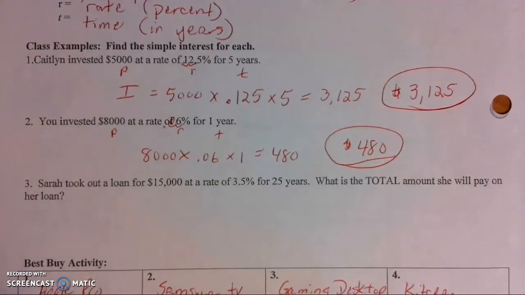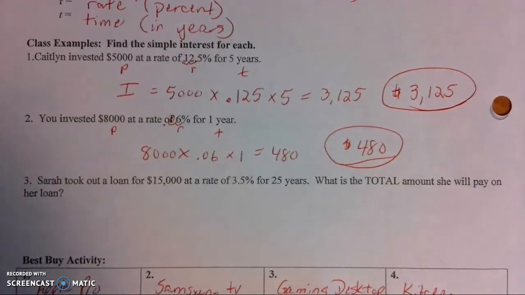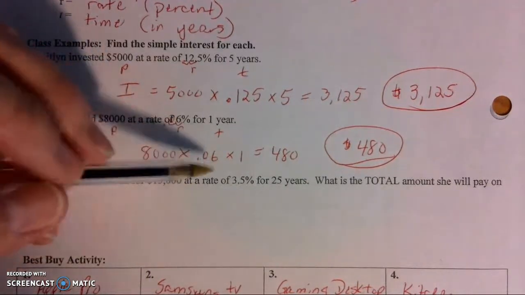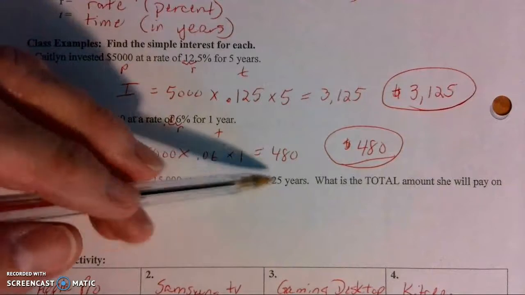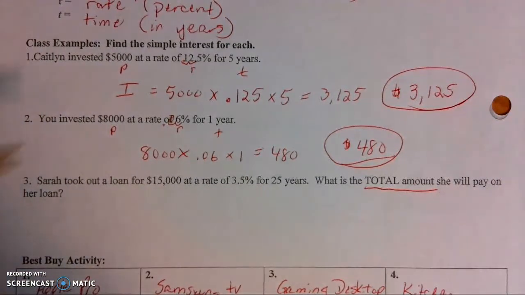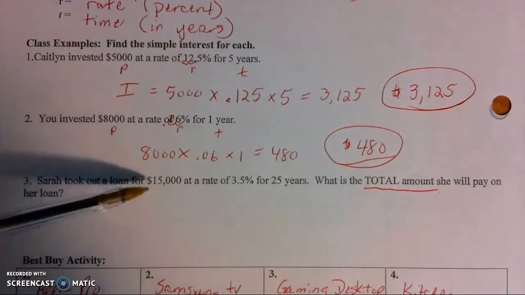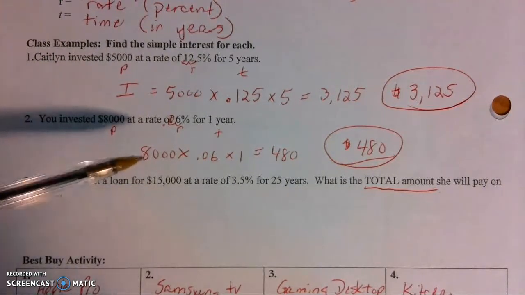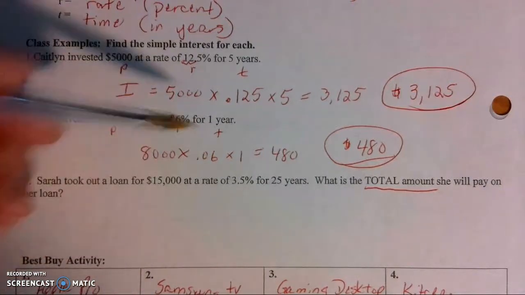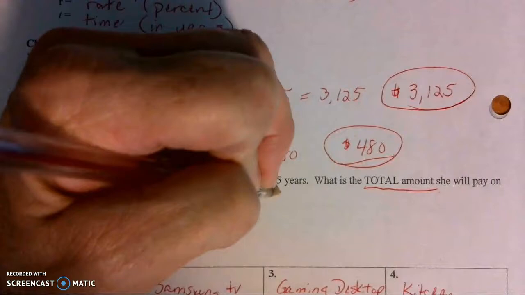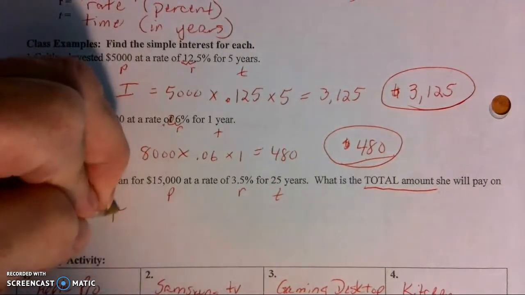Now, number 3 is a little bit different because notice the question. Sarah took out a loan, so she's going to borrow this money at 3.5% interest for 25 years. And I want to know what is the total amount she'll pay on her loan. Well, when you borrow money, you have to pay back that original $15,000 or whatever you borrow, plus you have to pay back the interest. So what we're going to do on this is we're still going to look at principal, rate, and time. So 15,000.